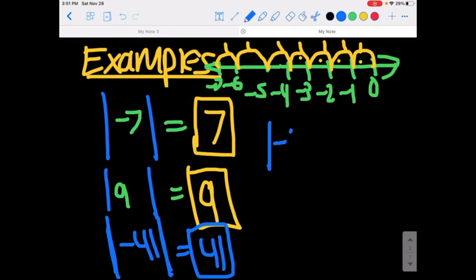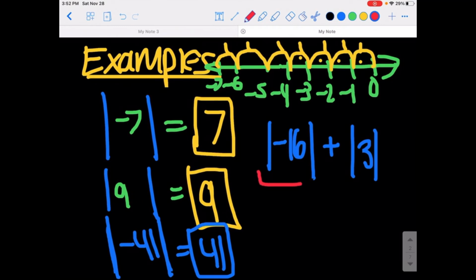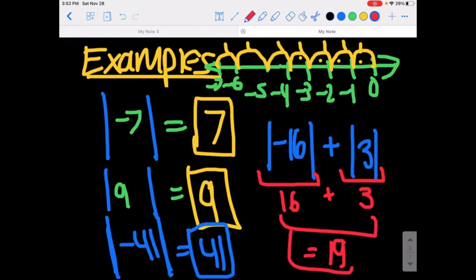Now, since I think you are really good at it, let's do an actual problem. It's the absolute value of negative 16 plus the absolute value of 3. Right away, I see two absolute values being added to each other, so that's going to be a positive number no matter what. First, I would change this into 16, because the absolute value of negative 16 is 16, since 16 is away from 0, and the absolute value of positive 3 is still 3, and this equals 19. So that would be that.